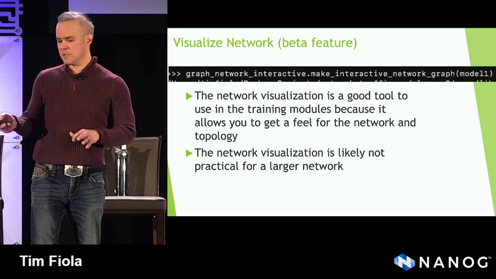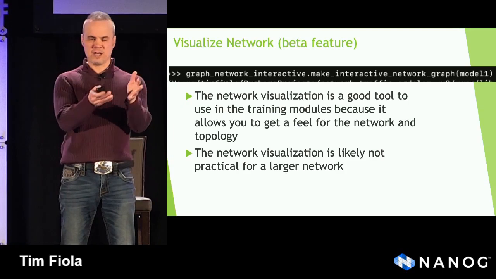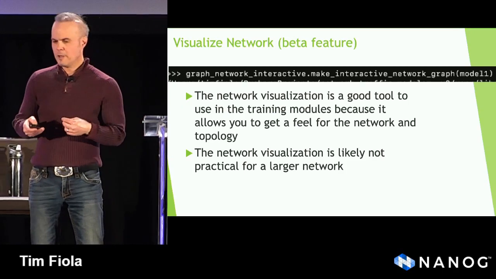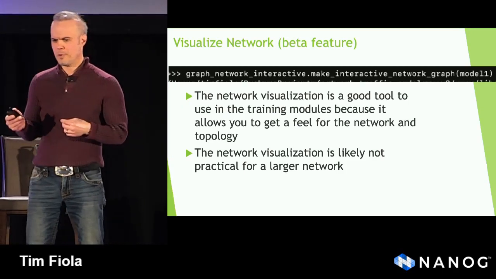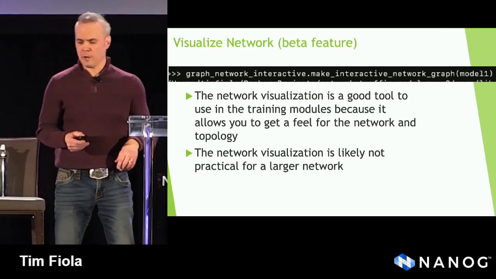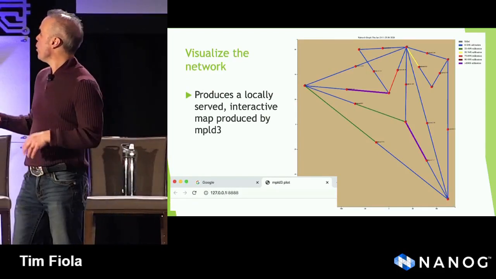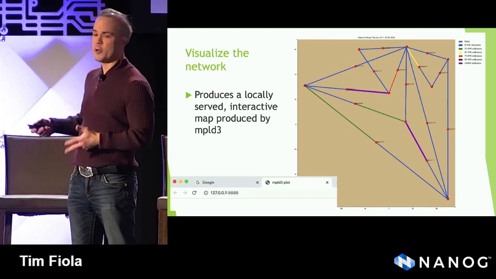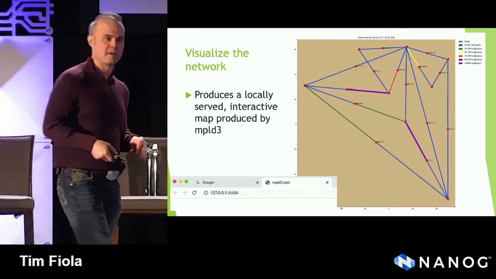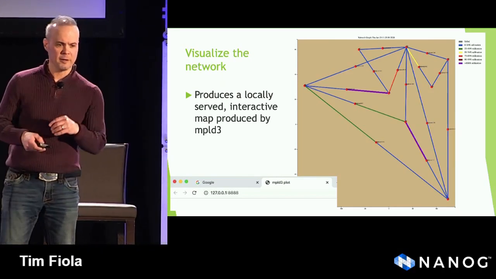This is one of the beta features. It's this interactive network graph, and it's beta because it's not core. It's just kind of an augment that I did to help in training, really. So this is the call to create the interactive network graph. And don't worry about trying to read the information on this graph. But what this does is it creates a locally served interactive map powered by MPLD3, which is a super cool Python plugin. If you haven't messed with it, it's awesome for data visualization and interaction from Python.